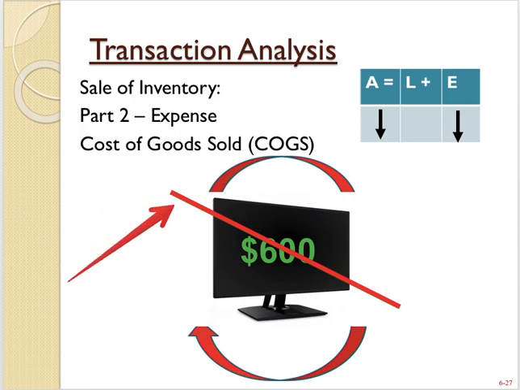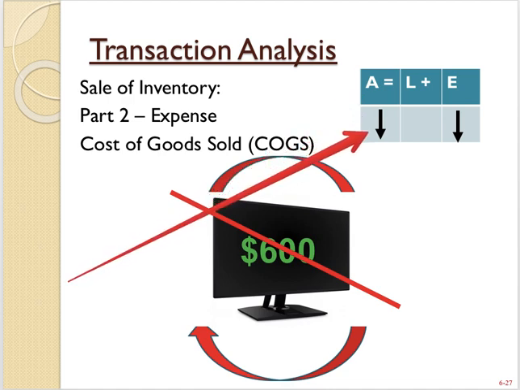So we have to show that those monitors that we purchased for $600 are gone. First of all, the monitors in the first place were an asset. And now that asset is gone, okay? Because they're now with the customer. So that future benefit is gone. So we have to show the asset going down, okay? And the reason the asset is going down is because we used it up in order to generate the revenue. We used it through the sale.